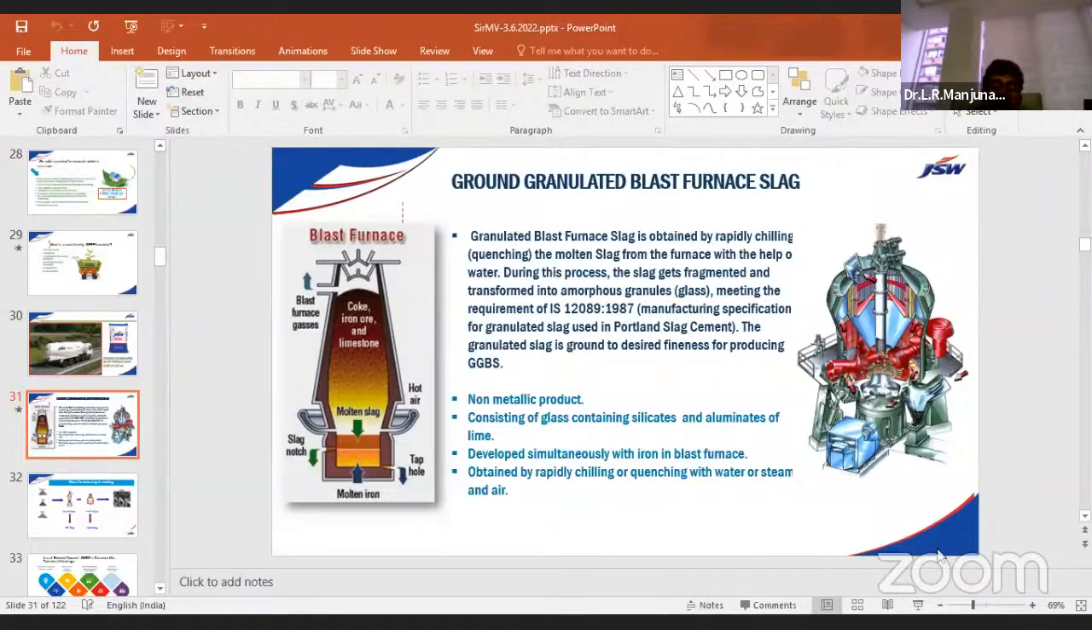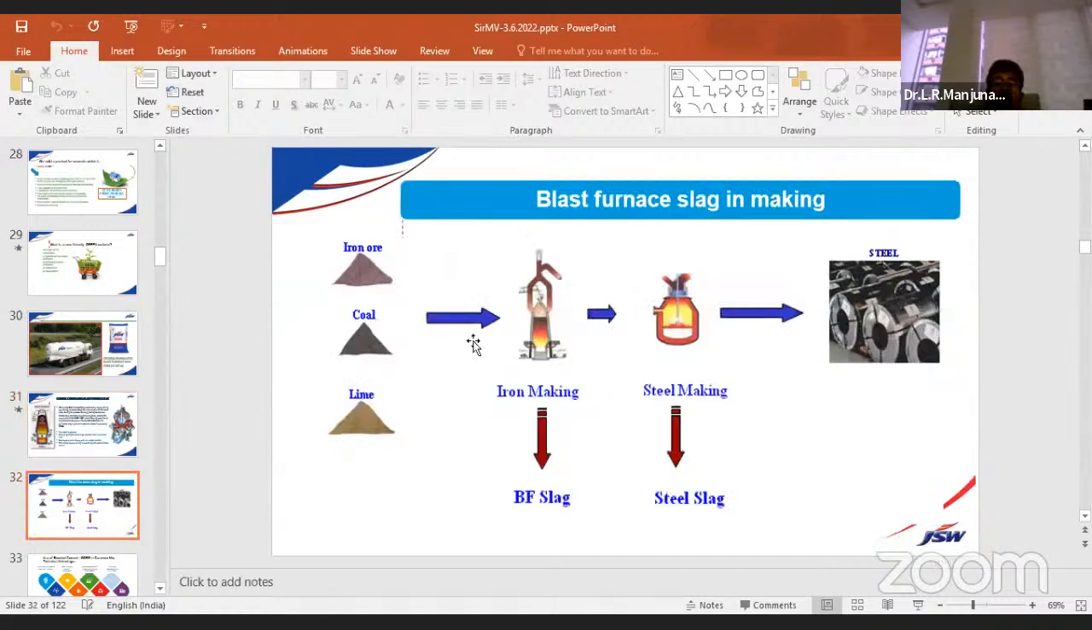In that process, we get one more material called slag, which is molten slag, about 30 to 35%. It's called blast furnace slag. We take it out, quench it using water jets, and get a small granular shape, which is non-metallic in nature. This is the whole process of blast furnace steel making, where we get blast furnace slag. Also in steel making, we get steel slag, which is a bit darker in nature. Together, in the whole process of steel making, we get around 500 kg per ton of steel.